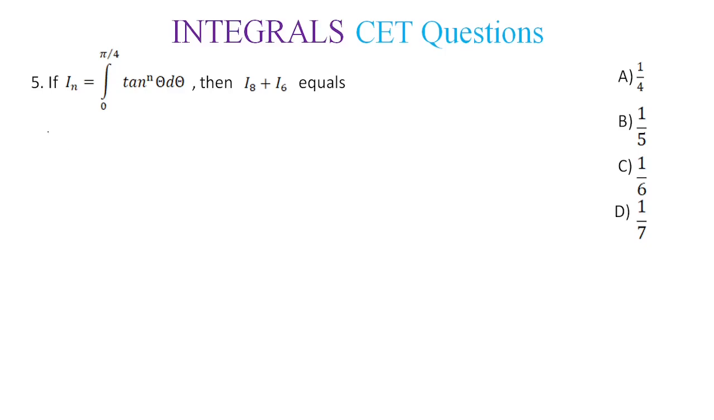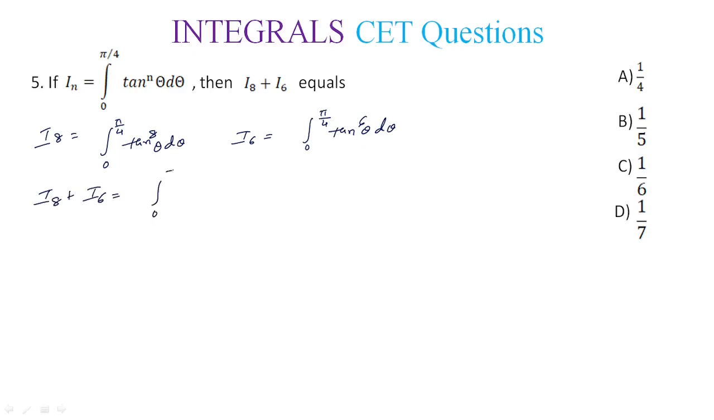What is I8? n is replaced with 8. So this is 0 to pi by 4 tan raised to 8 theta into d theta, that is I8. And what about I6? I6 is 0 to pi by 4 tan raised to 6 theta into d theta. Taking the sum of these two, I8 plus I6 is equal to integrating from 0 to pi by 4 tan raised to 8 theta plus tan raised to 6 theta into d theta.